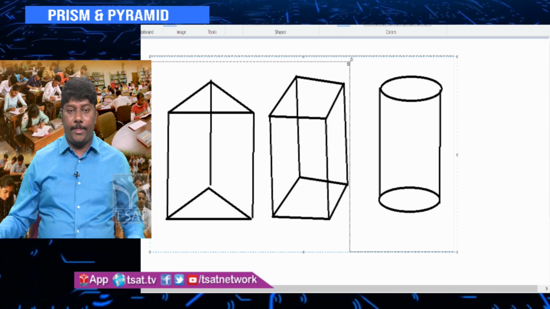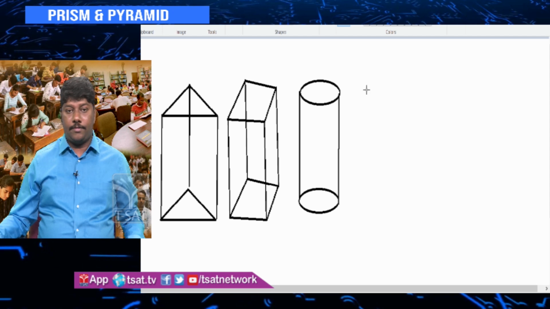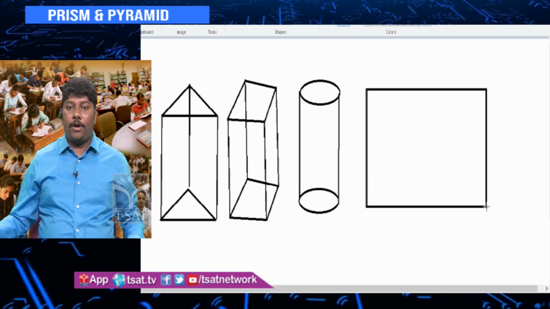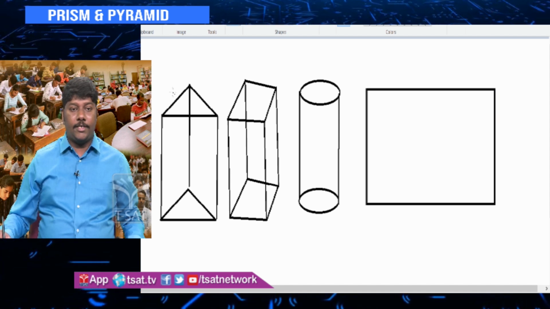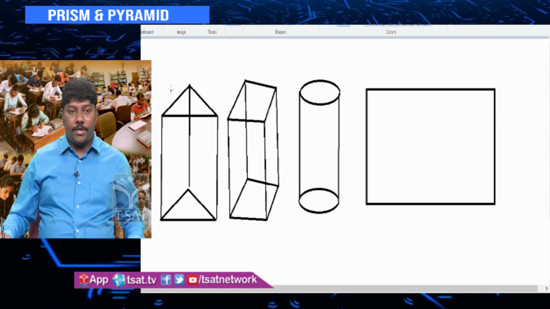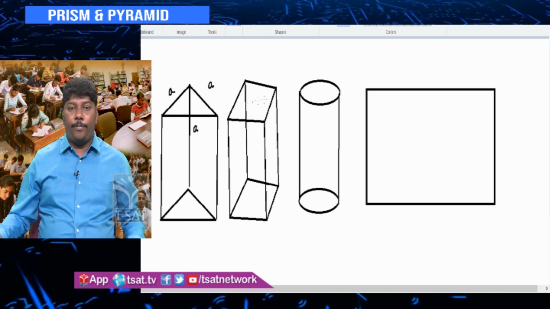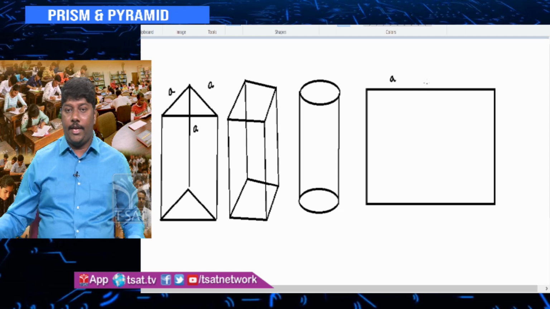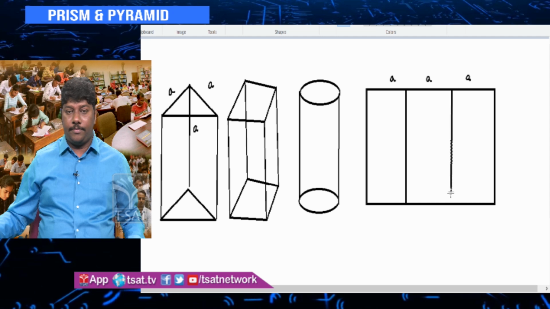See what happens if I cut any of these figures and open it. If I cut and open it, it forms a rectangle like this. Suppose I am taking an equilateral triangle, so it is A and A and A. If you cut it at any edge and open it up, it becomes A plus A plus A. If you cut it and open it, it appears like this.